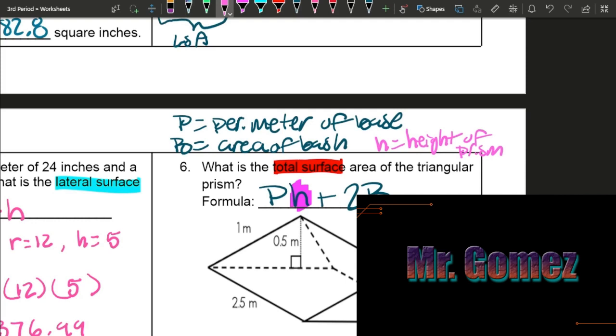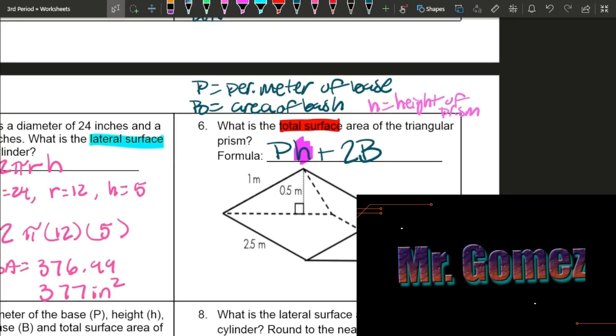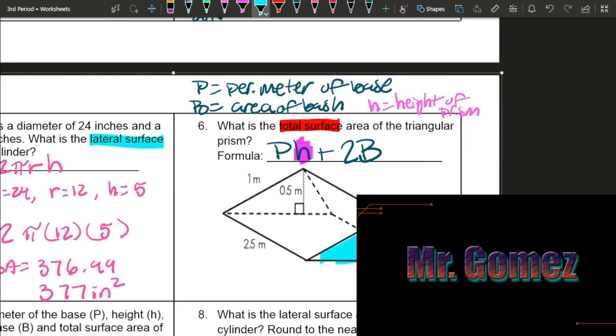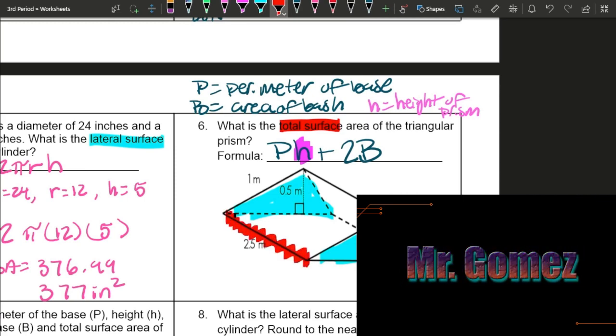Or the distance between the two bases. So since this is a triangular prism, what shape is my base? Triangle. So right there, highlight it. Now let's look at the distance between the two bases. Do I have that number given anywhere? Is this the distance between my two bases? Yes, so that right there is going to be my H.